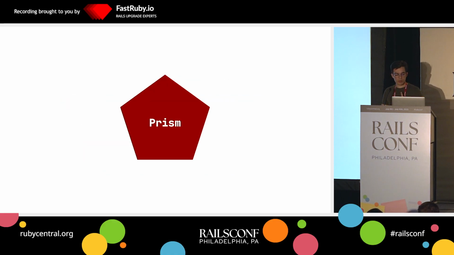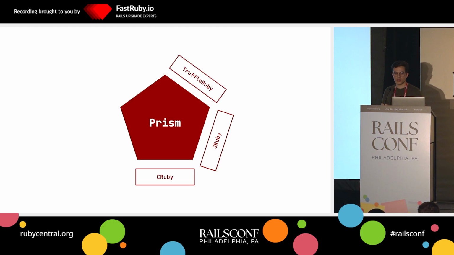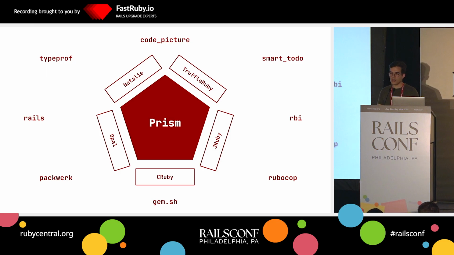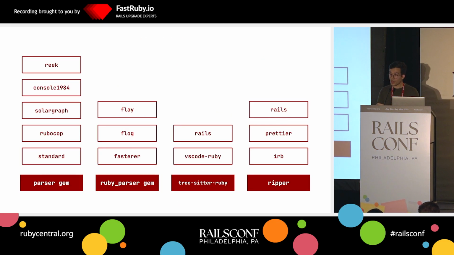So now we have this one parser. It's used by CRuby, but at this point it's already used by JRuby, TruffleRuby, Natalie, Opal, and several gems, because it can do C, it can do it in Ruby. It's very powerful. So maybe one day, instead of this fractured ecosystem, we'll just have one single parser. And whenever Ruby adds a new feature, everyone can benefit from that right away.